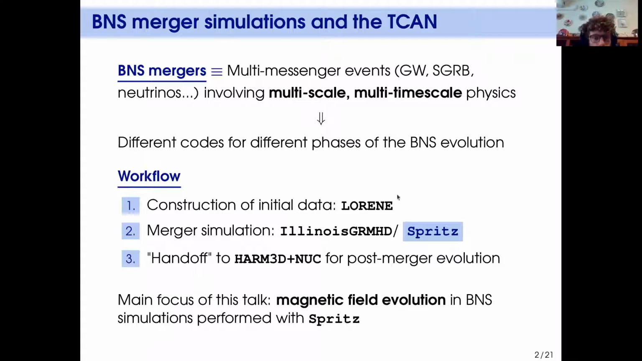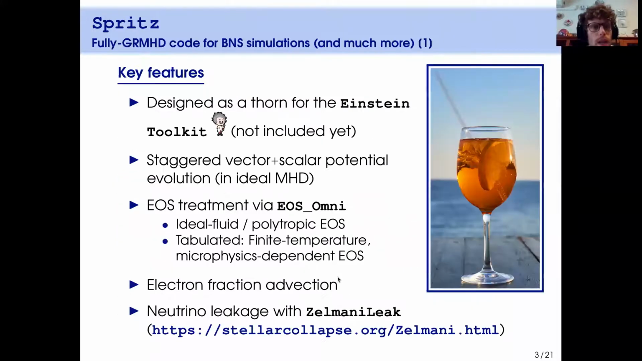We construct initial data with Lorene. We evolve this data either with Illinois GRMHD or with Spritz, which is the code I use. And then we hand off this data to HARM3D plus Nuke for the post-merger evolution. I will be mainly focused in this talk on magnetic field evolution in BNS simulations with Spritz. So let me tell you something about the code.